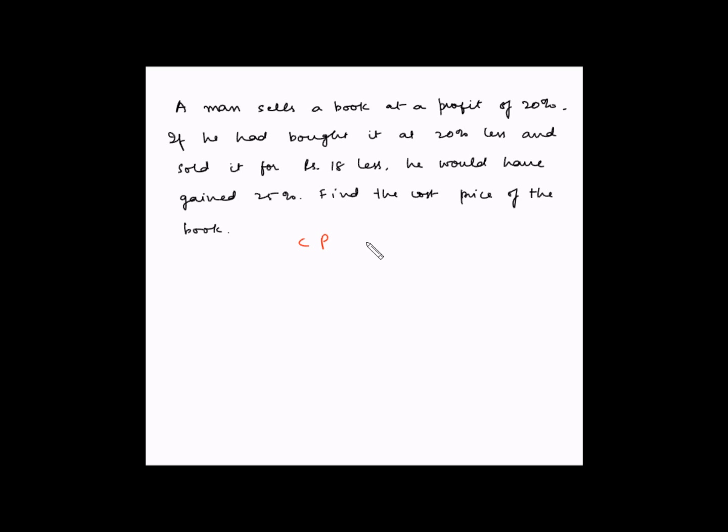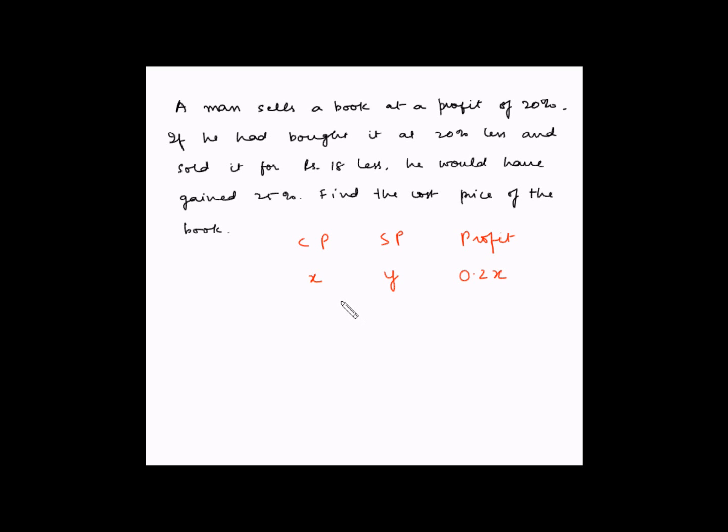So we have cost price, selling price, and profit. In the first case, let's say the cost price is X, the selling price is Y, this is in terms of rupees, and the profit is 20%. Now 20% will be expressed in terms of the cost price. So the profit is 20% of X, or in other terms we can write 0.2 times X.